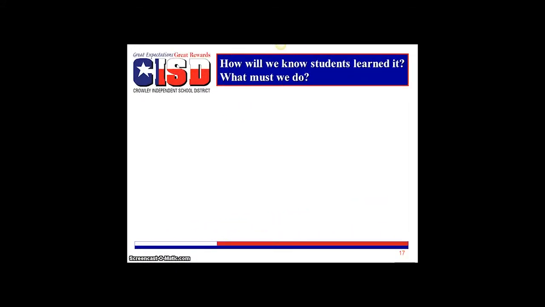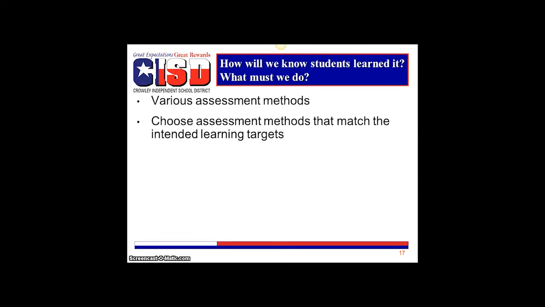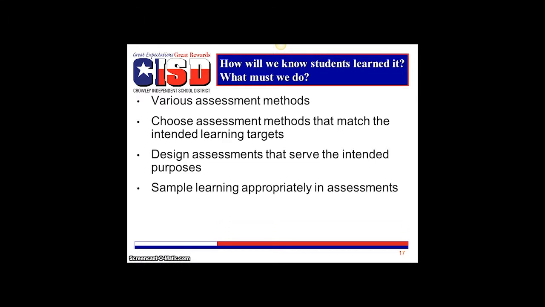To help in your discussion of how will we know students learn, let's review some things that we must do. We must vary our assessment methods. We must choose assessment methods that match the intended learning target. We have to design assessments that serve the intended purposes, sample learning appropriately in assessments, and write and ask assessment questions of all types.